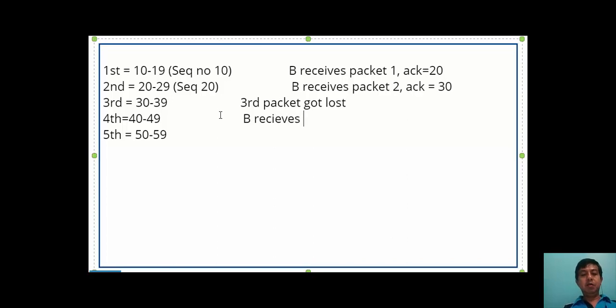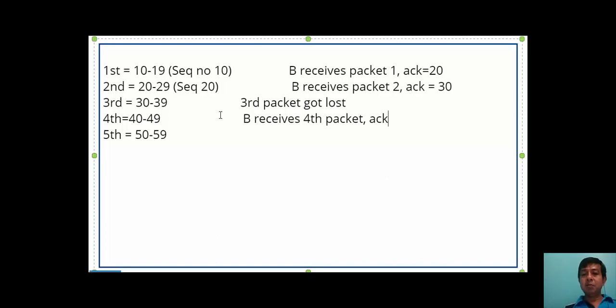B receives packet number 4. Now it was expecting packet number 3. It was expecting a packet with sequence number 30, but it receives the packet with sequence number 40. Now it needs to send an acknowledgement, because it has received a packet.